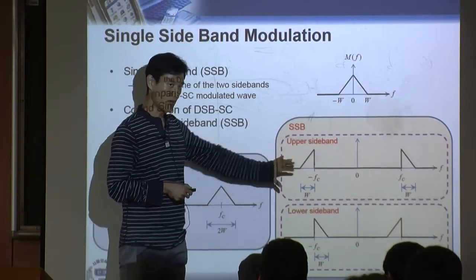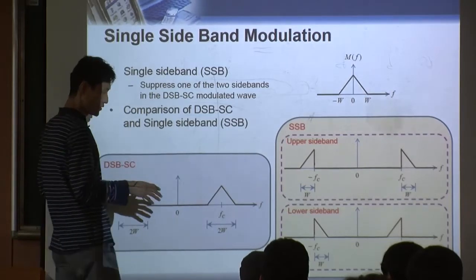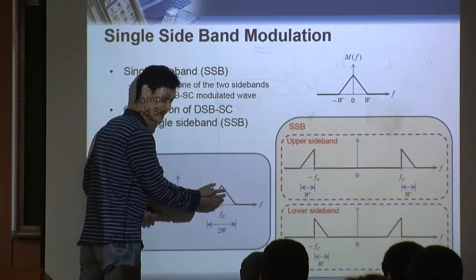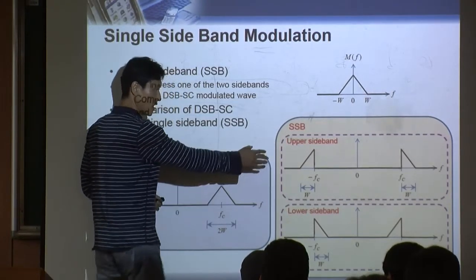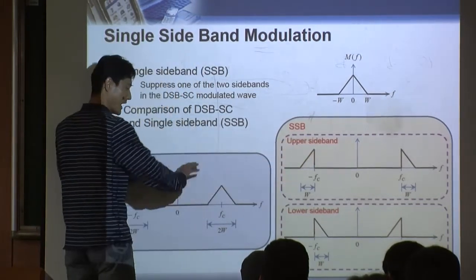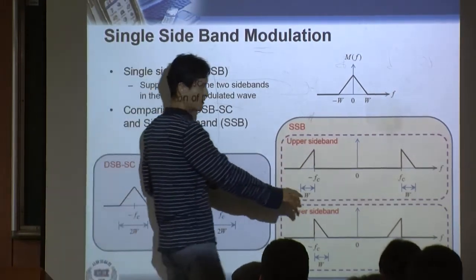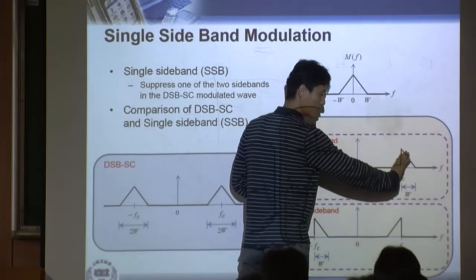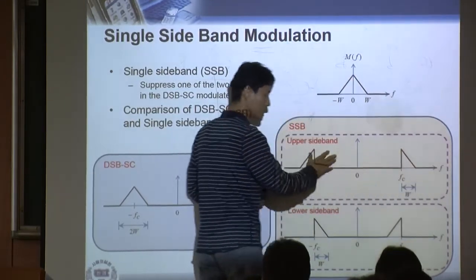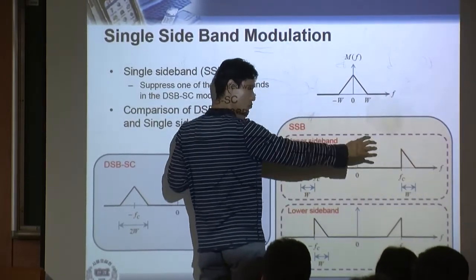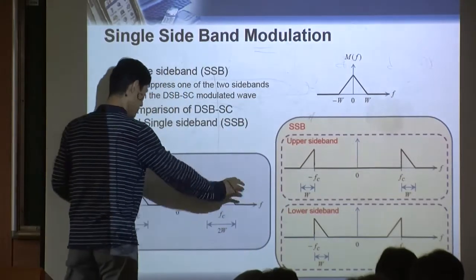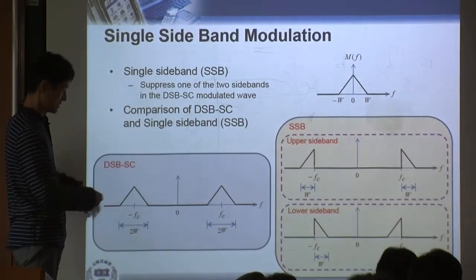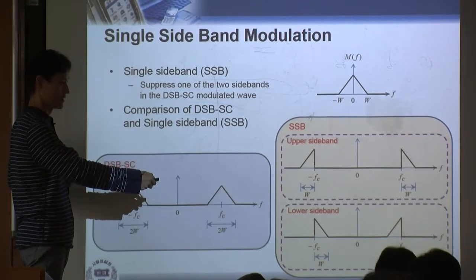In single sideband, what you are trying to do is take only one side. Okay? In the upper sideband, you are taking the outer ones. In this case, positive, so you are taking this one. This is negative, so you are taking this one. So the outer one. This and this, the outer ones, that's the upper sideband.